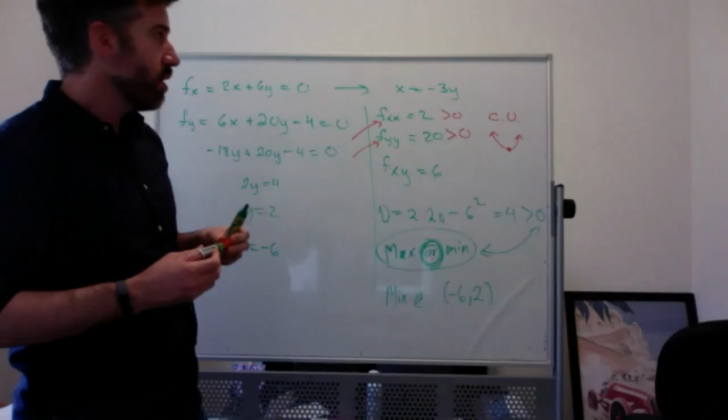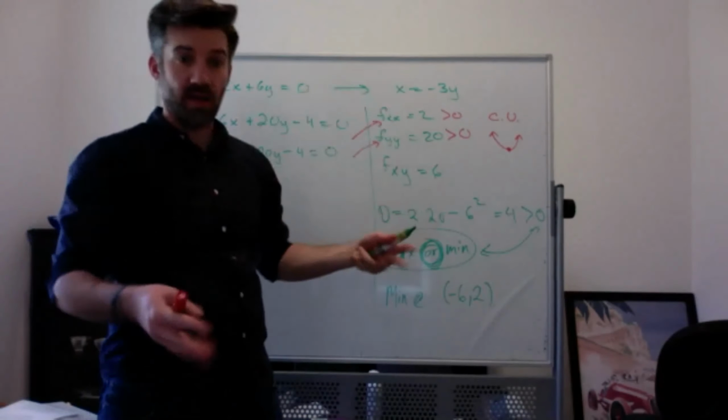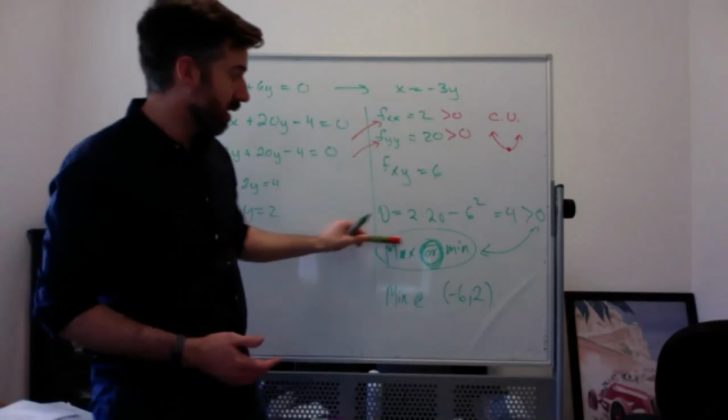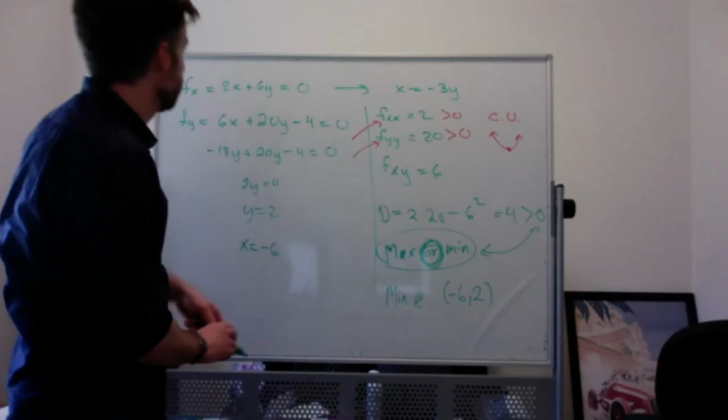Okay, thank you. But if these were both negative, then they'd be concave down and you'd have a max. And you'd still have D being positive. Yeah, very good question. Okay, so let me show you two real simple examples the right way.